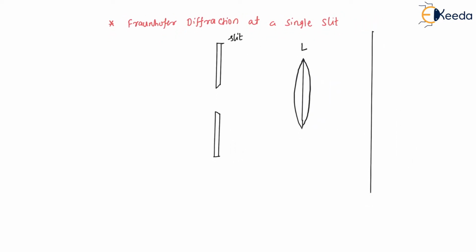So now we will draw the incident light or the plane wavefront. Now see, as we know that in Fraunhofer diffraction, both the screen and the second one, the source of light, are at infinite distance. So here I'll directly draw the light rays which are coming from a light source which is kept at an infinite distance from this particular slit. So here I'll draw the light rays.